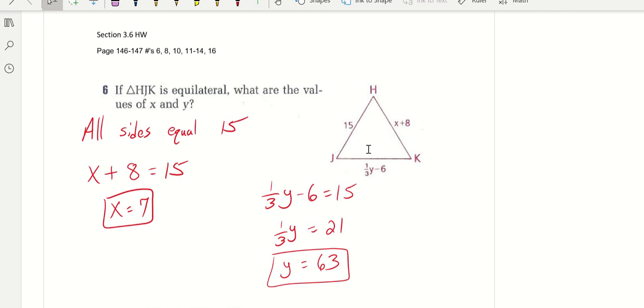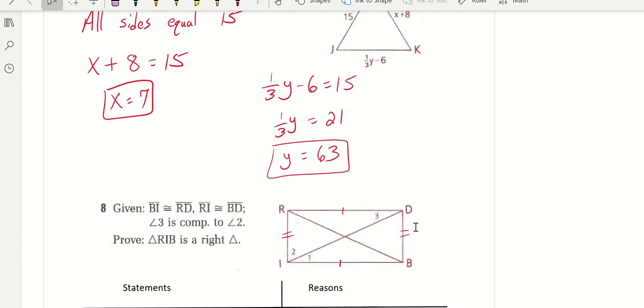You can always plug back in to check. 1/3 of 63 is 21. 21 minus 6 is 15. Checks out on number 6.